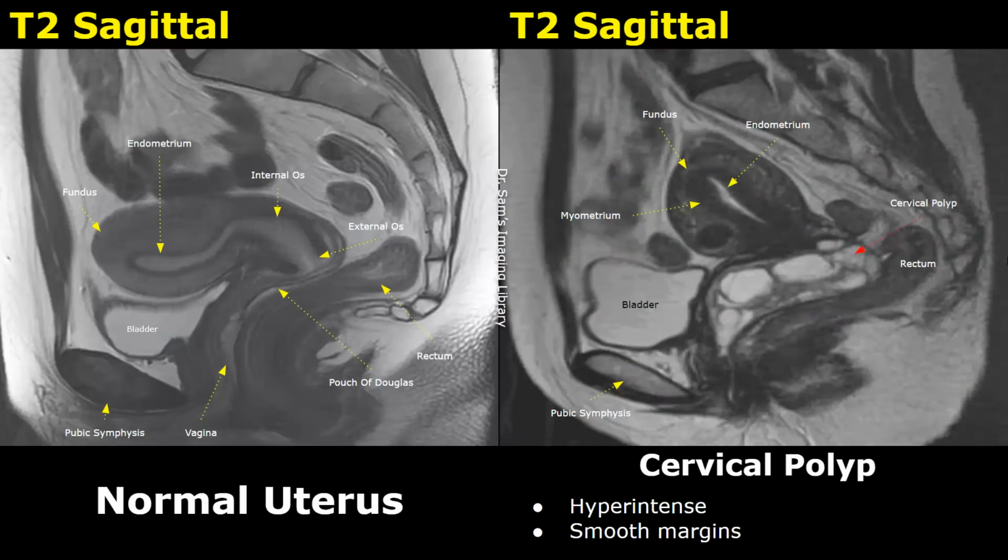Cervical polyps are polypoid masses found within the cervix. They are also connected to the cervical wall by a stalk. In a T2 sequence, they will have a hyperintense appearance and smooth margins. And in some cases, the stalk may also be seen.